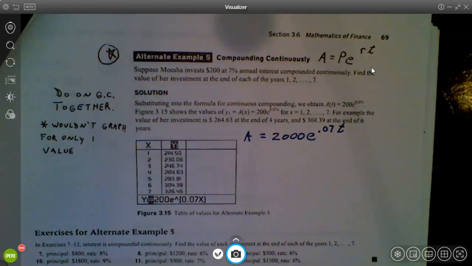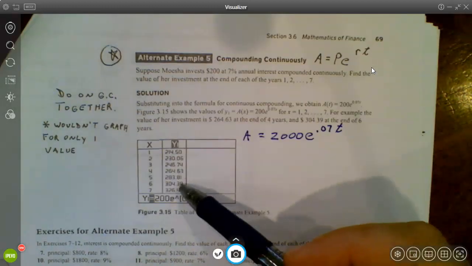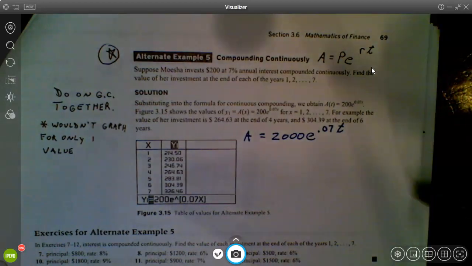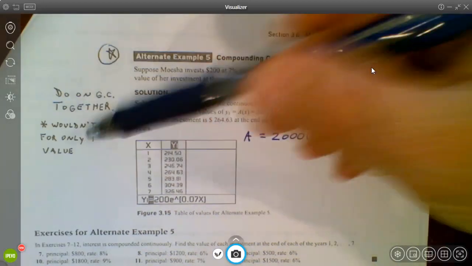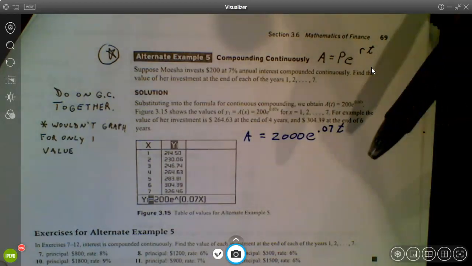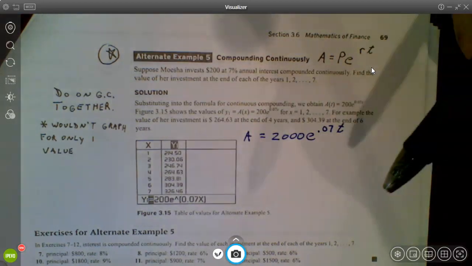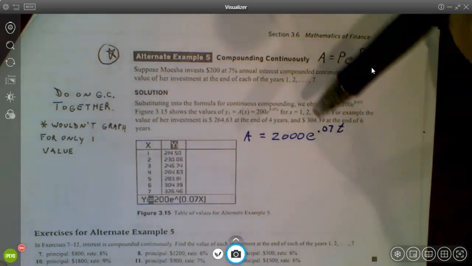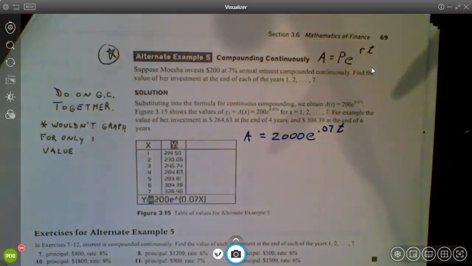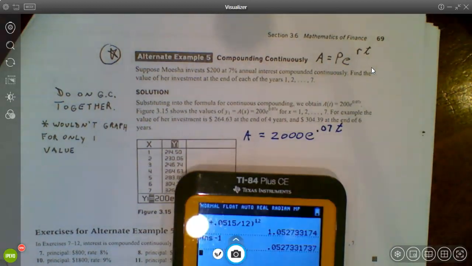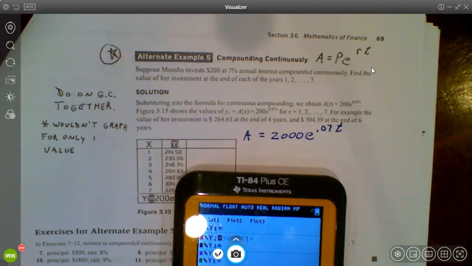So something we could take advantage of in the calculator for this is just to graph it and look at the table. If it gave me only one value, like if it just said, how much money are you going to have after 5 years? Just plug in the 5 and do it that way. Don't graph it. But in a case like this where I need multiple answers, I don't want to do this a bunch of times. So I'm going to do it in one shot by graphing.